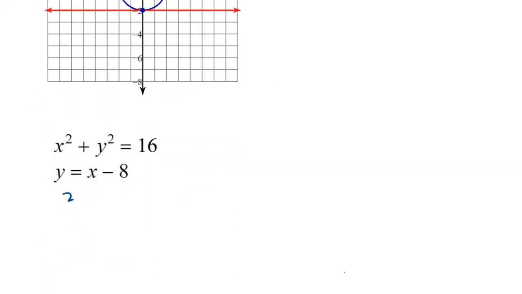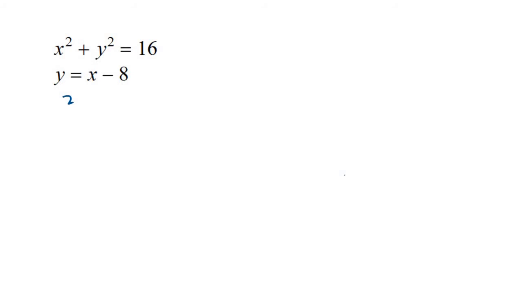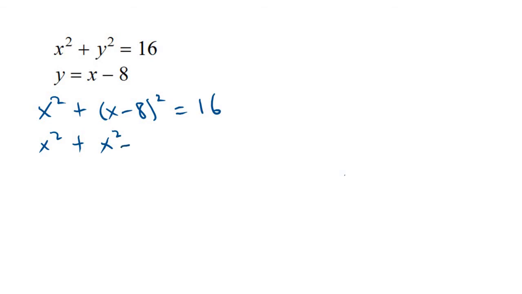Now we're going to go to another example to see what kind of intersection we have in this. Here is the original problem. And now we're going to use substitution to solve this just like the other ones. So we have x squared plus (x minus 8) squared equals 16. Then we multiply out (x minus 8) squared, and we get x squared minus 16x plus 64 equals 16.